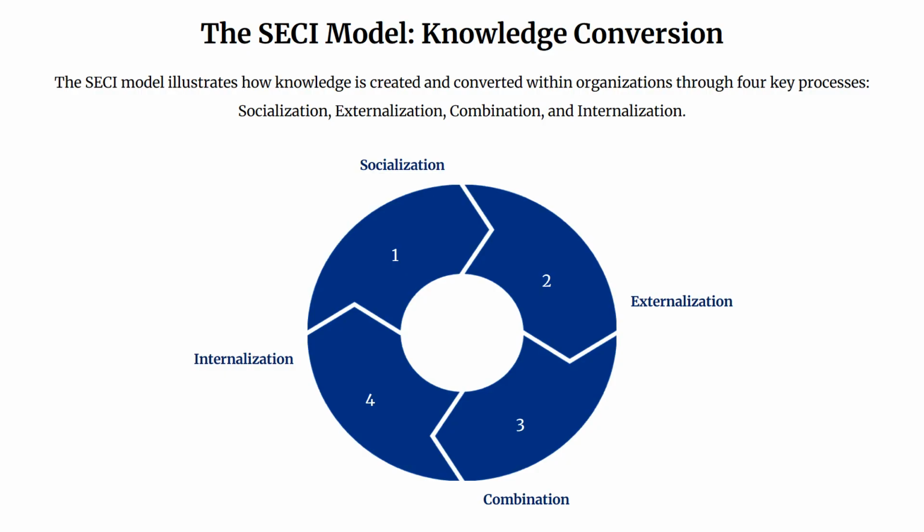Combination, that is explicit to explicit, which involves systematizing explicit knowledge from various sources like creating manuals and building databases. And finally, internalization, that is explicit to tacit, which involves learning explicit knowledge and embodying it through practice, such as reading a manual and then practicing the skill.